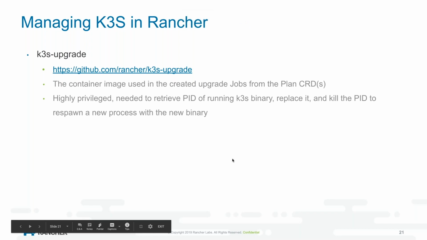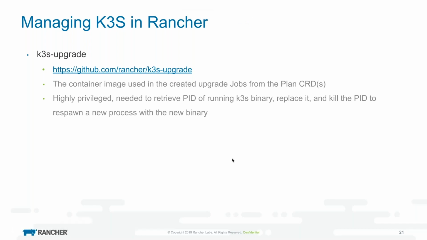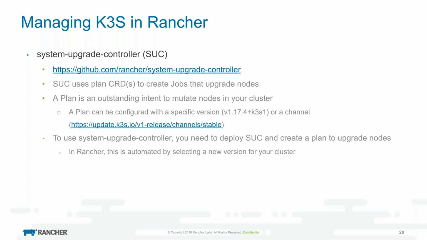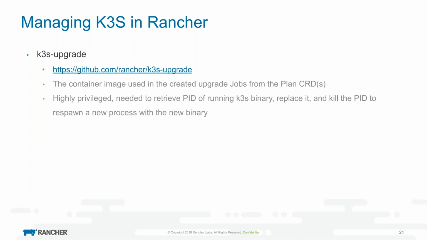Much clearer. Thanks. Okay, so the next component in line. So we started with the system upgrade controller, which, like I said, introduces a plan CRD, which creates jobs to upgrade the nodes. That job that is created is a highly privileged job and uses this image, which is the K3s upgrade image, which will actually execute the actions needed to upgrade.